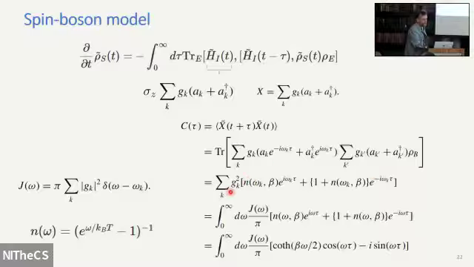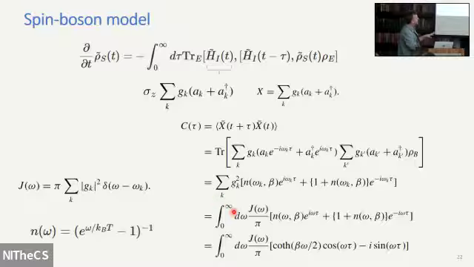And what you see is you get two terms. You get n of omega evolving at this frequency and 1 plus n of omega evolving at this frequency. But n of omega is just the thermal occupation of a harmonic oscillator at that temperature. So this initial condition has told us how occupied each mode in the environment is, and how much it affects the system when it interacts with it through this g_k interaction strength.